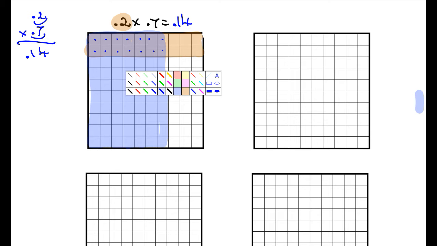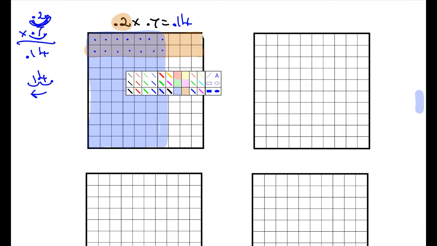Okay, so let's say 5 times 0.3. First, I could do 0.5 times 0.3. 3 times 5, you know, is 15. It's really a fraction, 15 over 100. But let's see what it would look like.